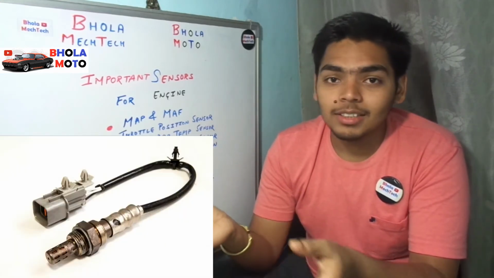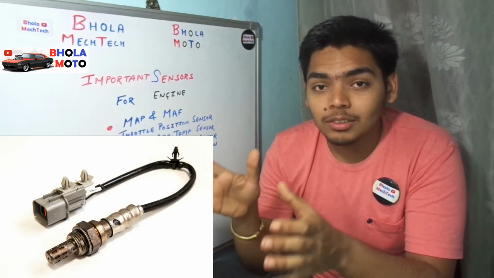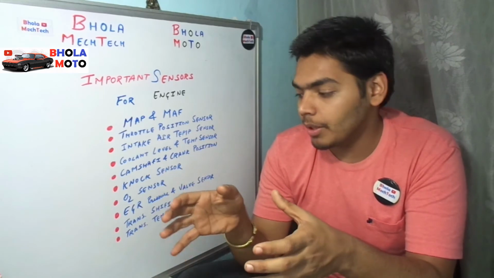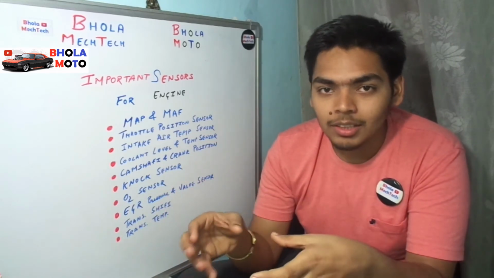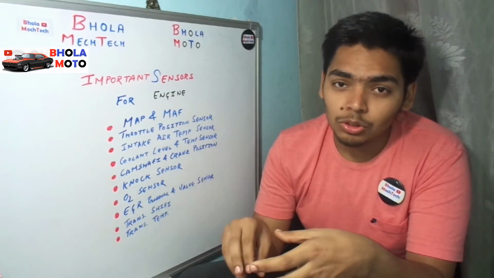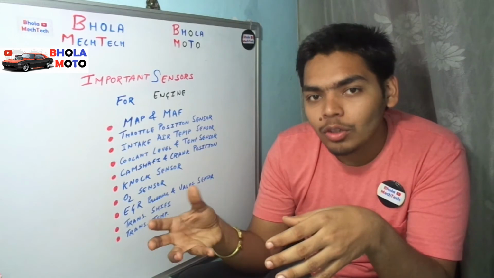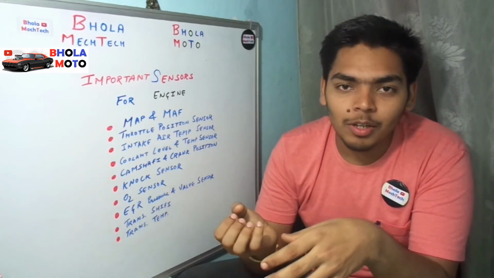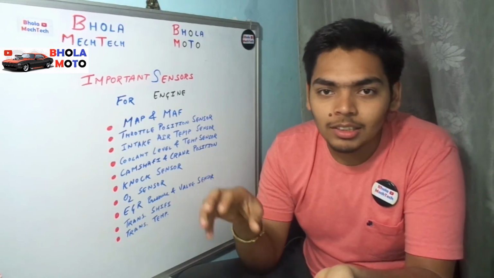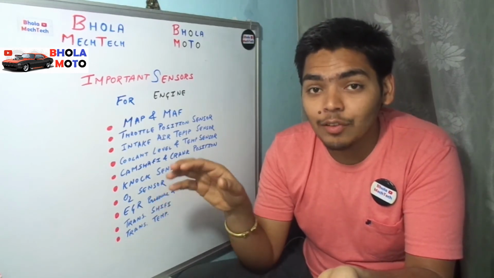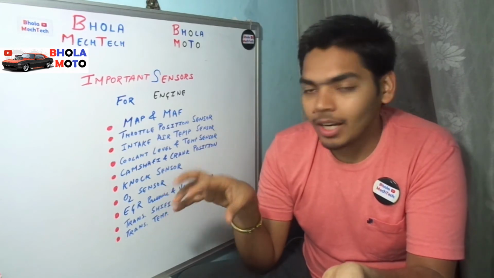Now coming to another sensor, that is the O2 sensor. It senses how the combustion process has taken place inside the combustion chamber. The more efficiently the combustion process takes place, the less will be the O2 amount in the exhaust manifold. So that's why the O2 sensor senses the amount of oxygen coming inside the exhaust manifold. More O2 inside the exhaust manifold signifies a less efficient combustion process in the combustion chamber, and vice versa.